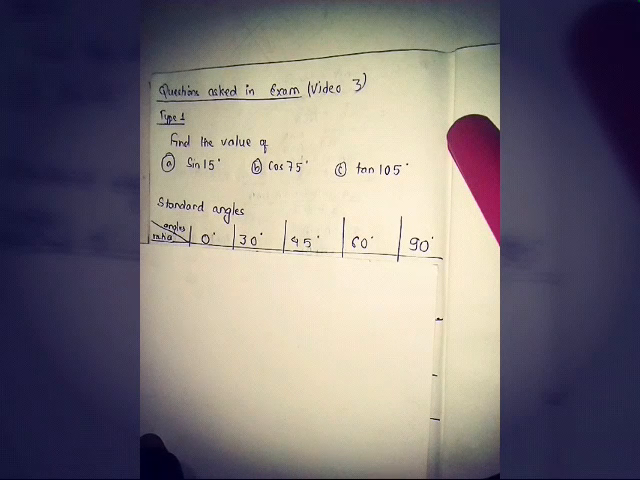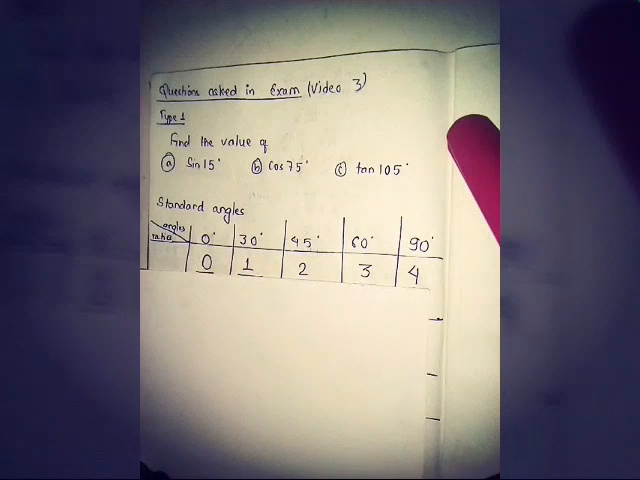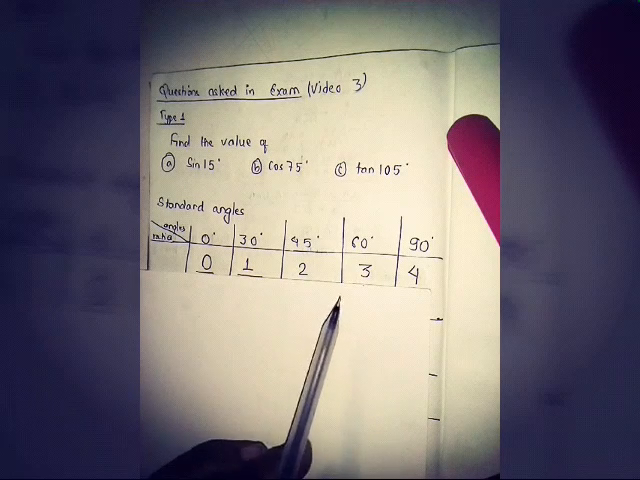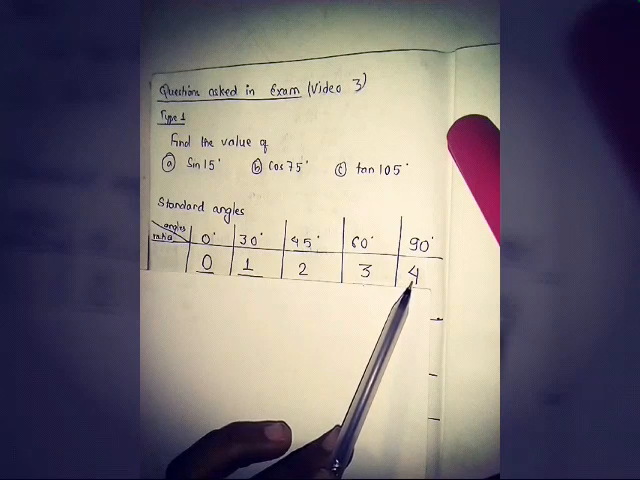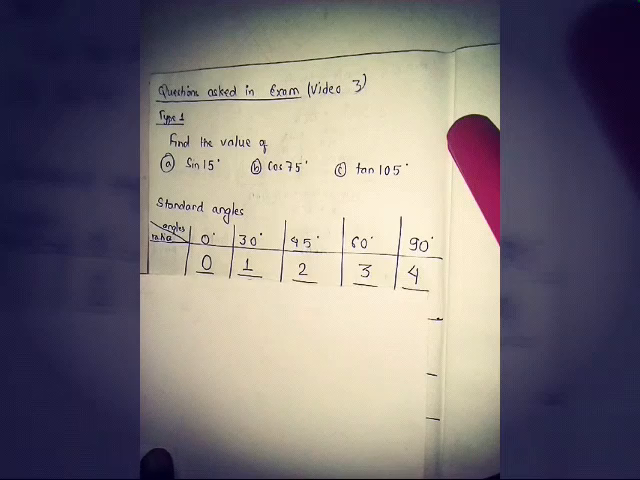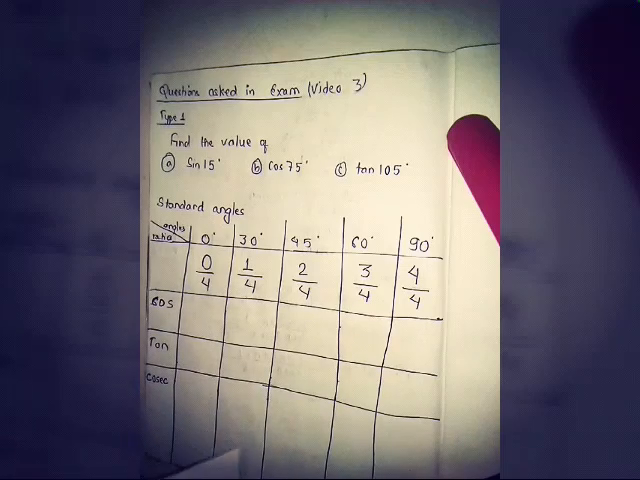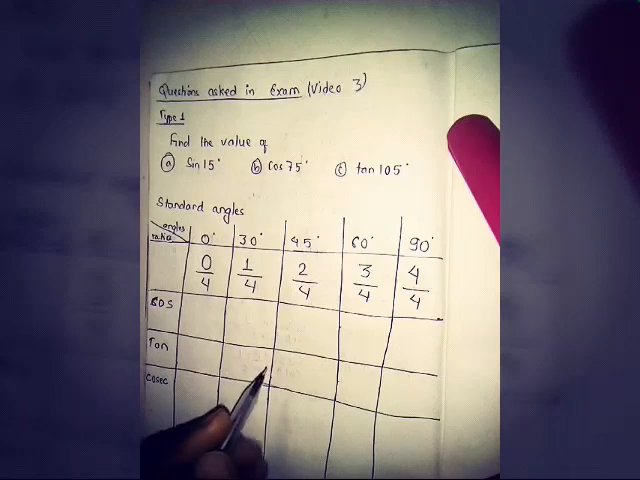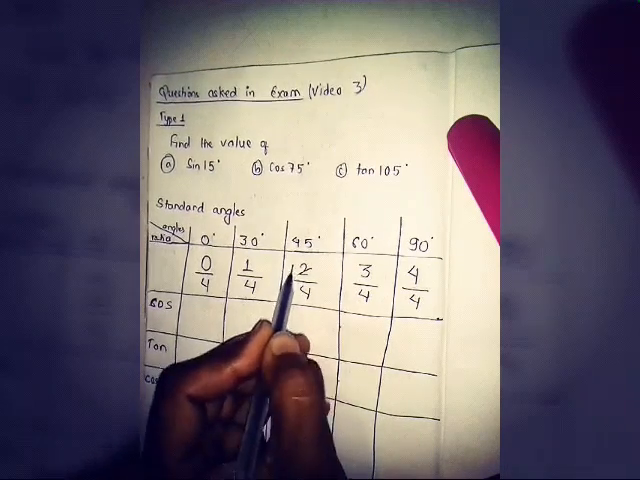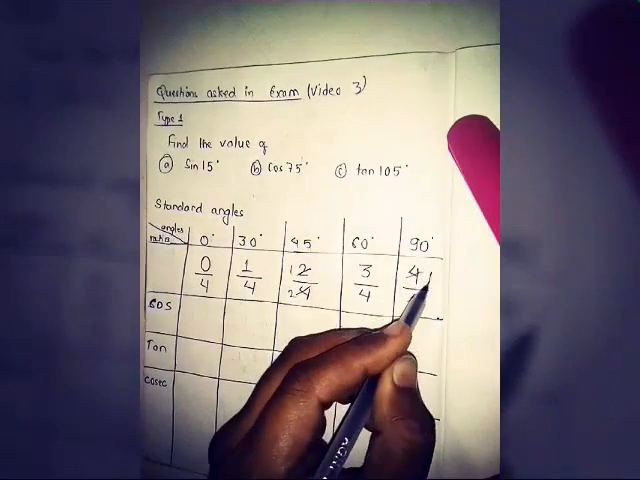There is a trick to know the values of these. I'll start with the numbers 0, 1, 2, 3 and 4. You can see that 4 is the biggest number, so we are going to divide all of them by 4. Now let's do the cancelling part. 2 ones are 2, 2 twos are 4. So this and this will cancel, so there will be only 1.